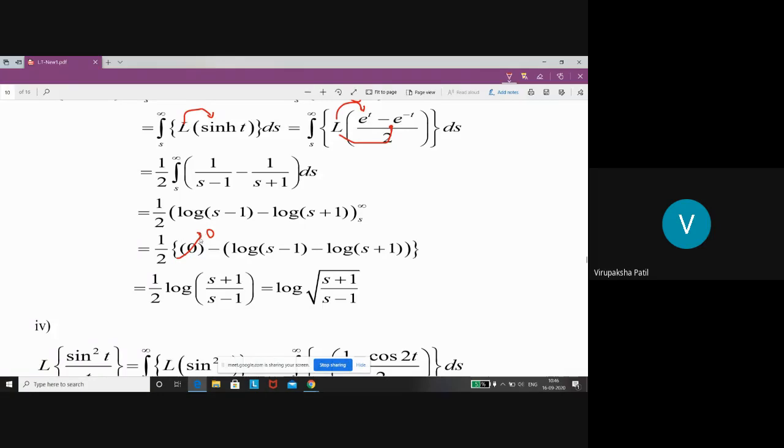Will it be okay? Okay. The next minus, wherever s is there, you have to write s is equal to s only. So it becomes minus, lower limit is s only. So this term remains as it is.